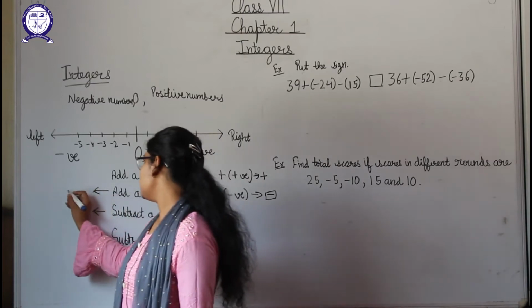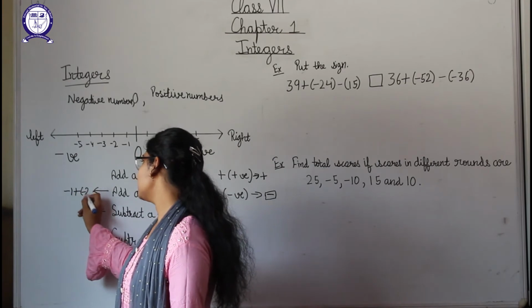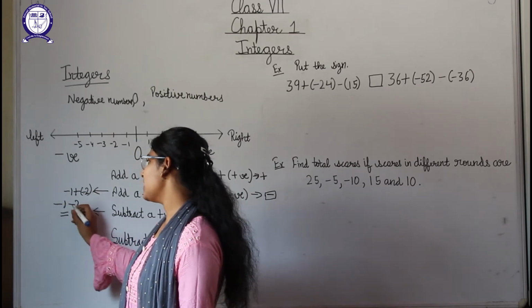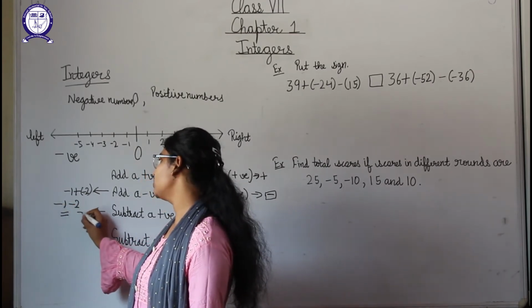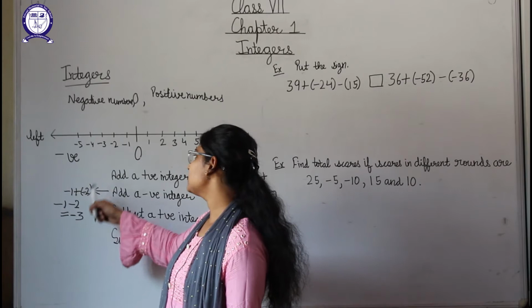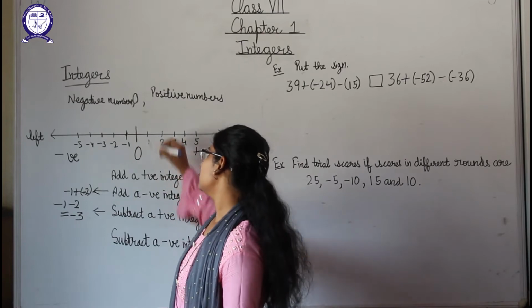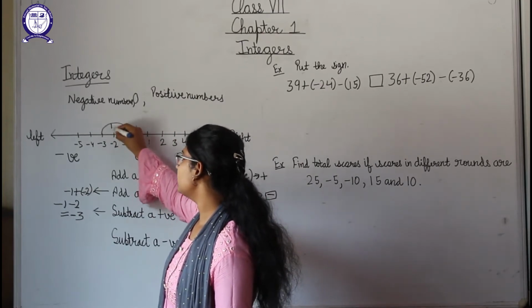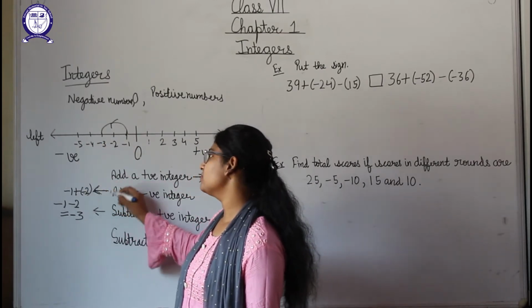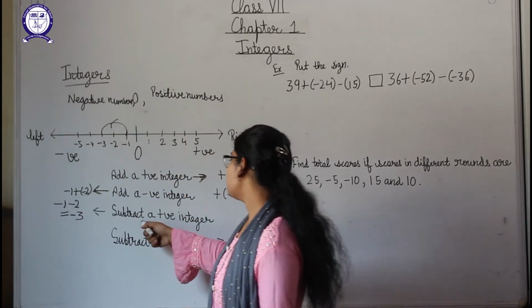Suppose -1 is already given to us and we have to add -2 to it. So students, -1 is here, plus minus will be minus and 2. So what will be the answer? Minus will be add, and 1 plus 2 is 3, and the sign will be minus. So we are getting -3. We were on -1, and when we have to add -2 to it, we move towards the left side. That's why we move towards the left side when we have to add a negative integer.